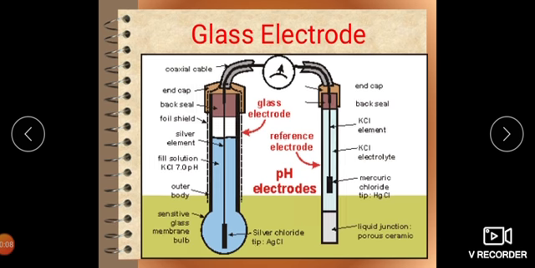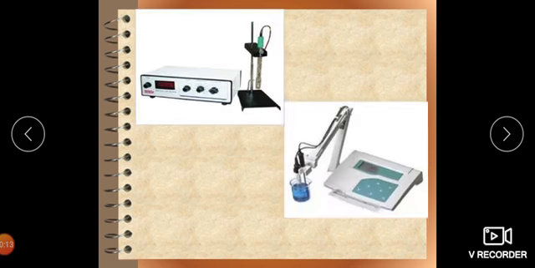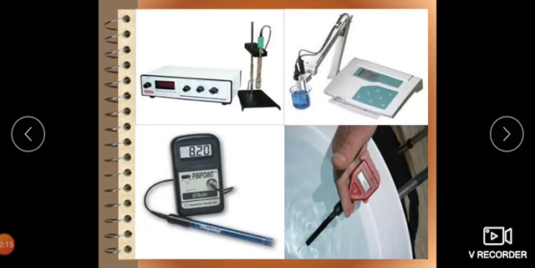Next, we have to see the first technique, first method, that is pH meter, or we can say pH metry. Here on the slides you can see the images of the pH meter, a portable pH meter. Here is the pH meter with one glass electrode and one meter. On the display of that pH meter we can get the value of pH of the sample.